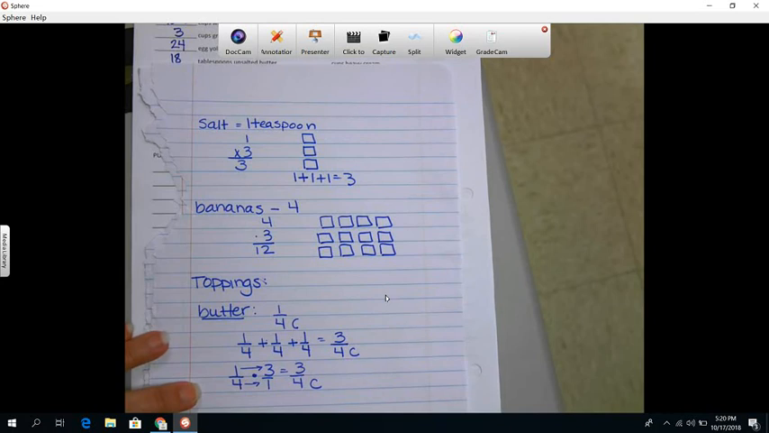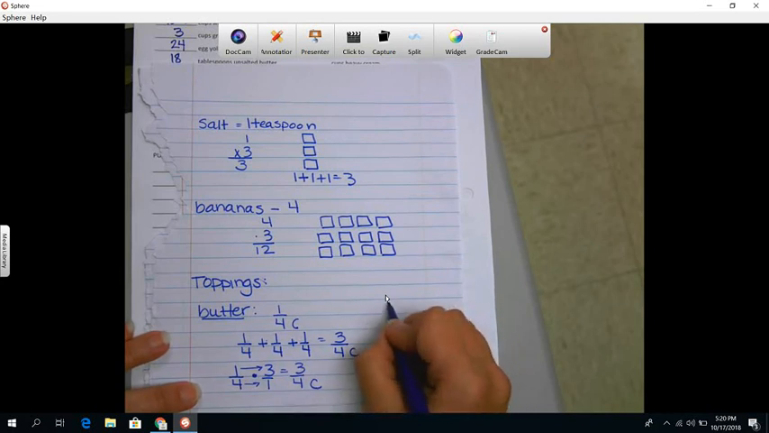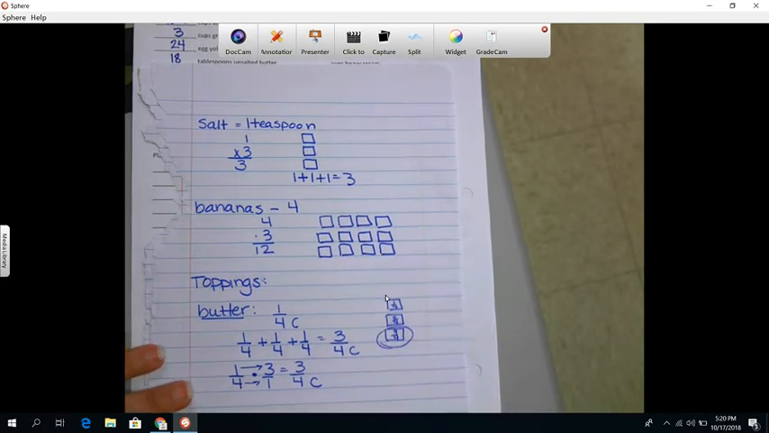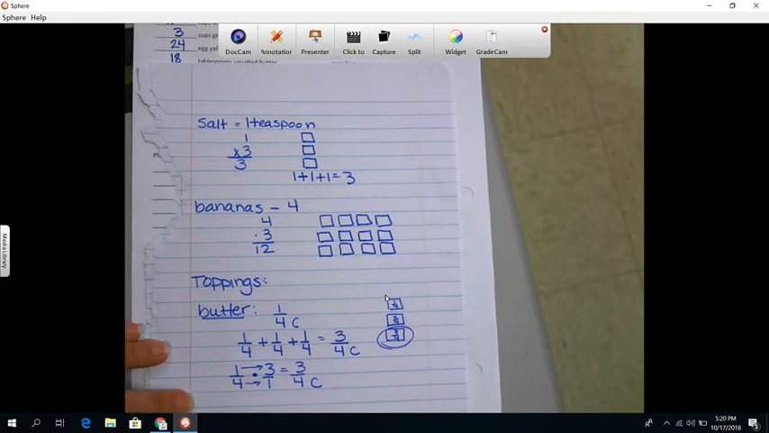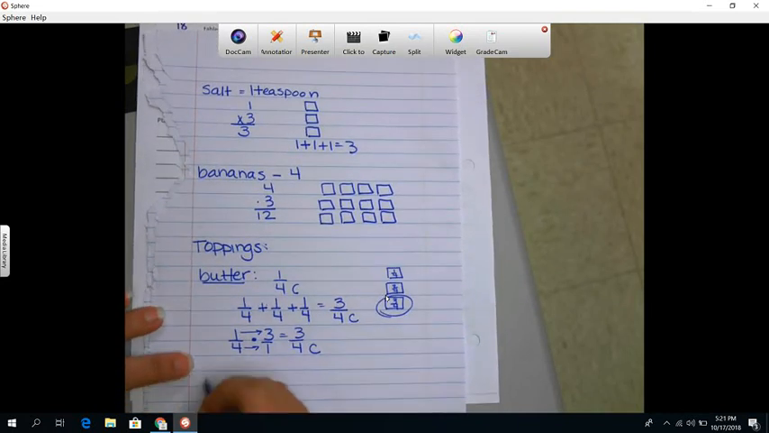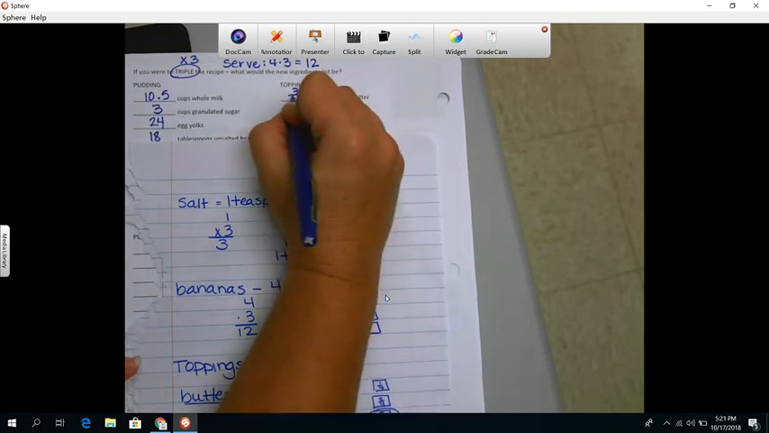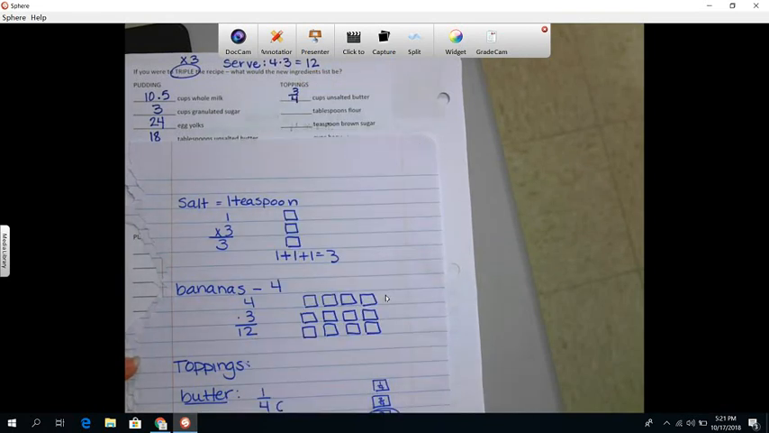a cup. You could also add, this would be 1/4, 2/4, and 3/4 to get your answer for how many fourths of a cup you're going to need. All right, for flour, so let's go back up here. We need 3/4 of a cup, so make sure we have that.